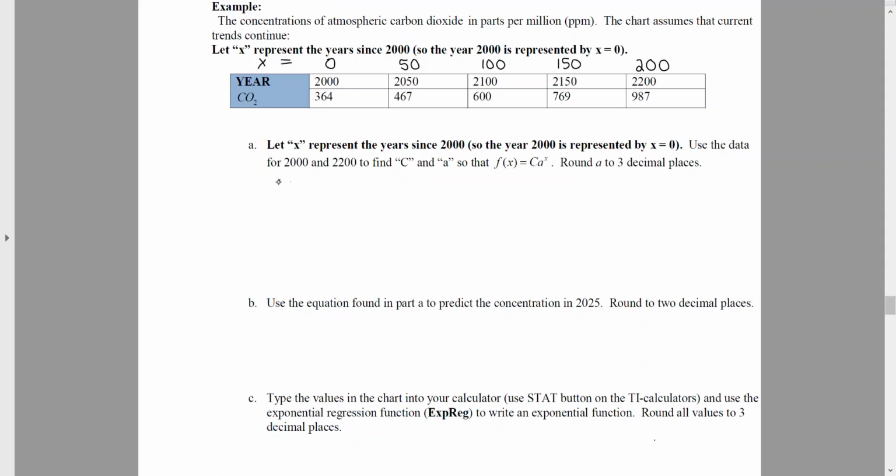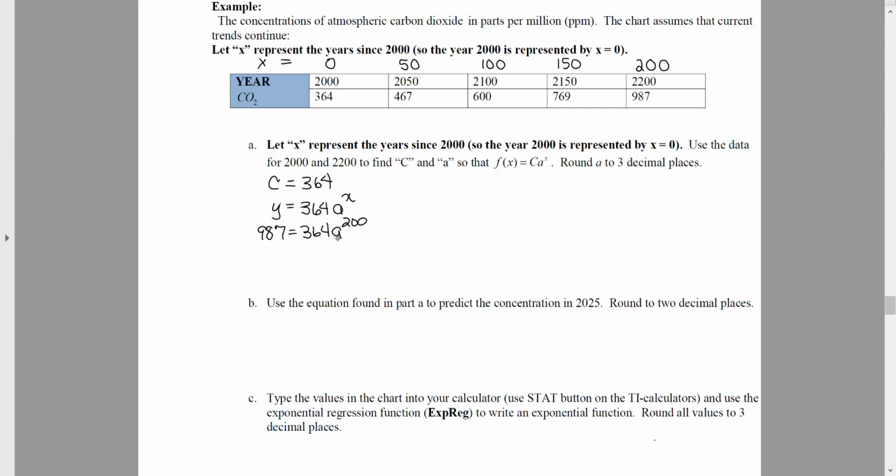Remember, c is our initial amount. When time t equals 0, our initial amount was 364, or mathematically, that's our y-intercept. So our next thing is to figure out what a is. So I'm going to go to the formula y equals, plug in my 364, a to the x, and then focus on my last coordinate that I'm using here, 200, 987. The 987 is the y value, or the output, and the input, or the x value, is 200.